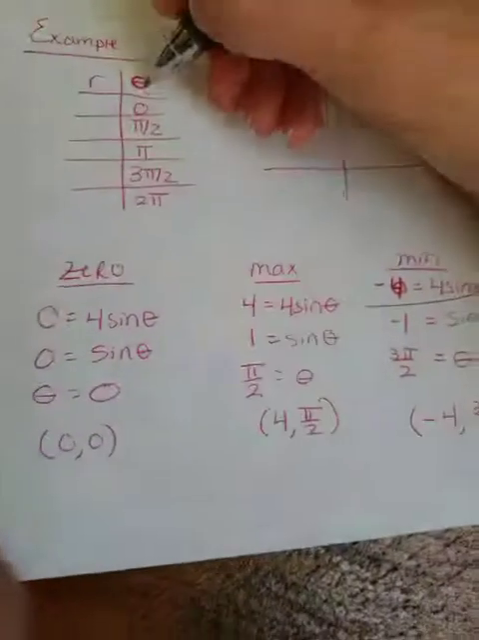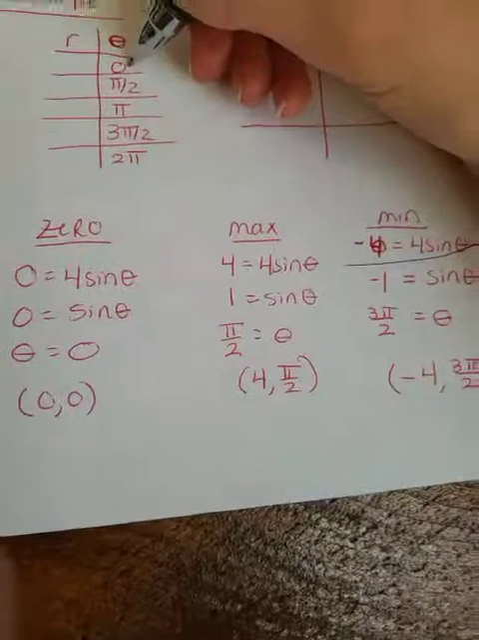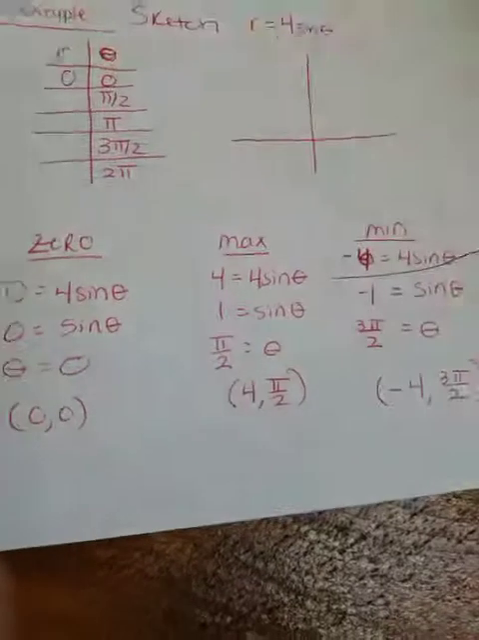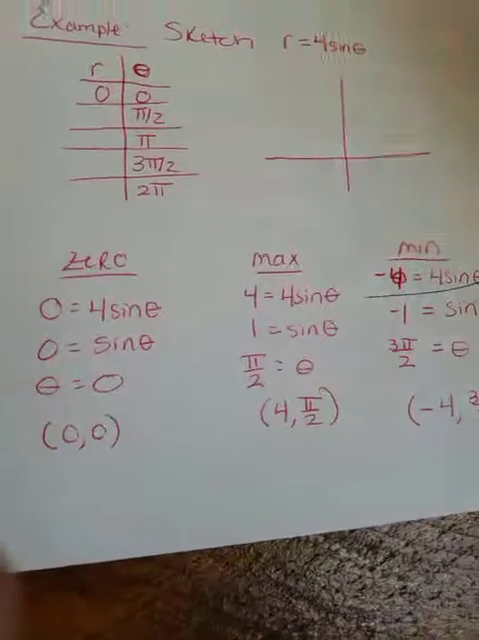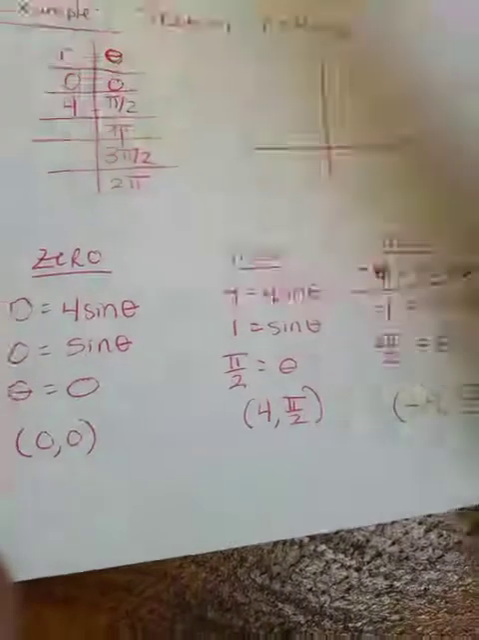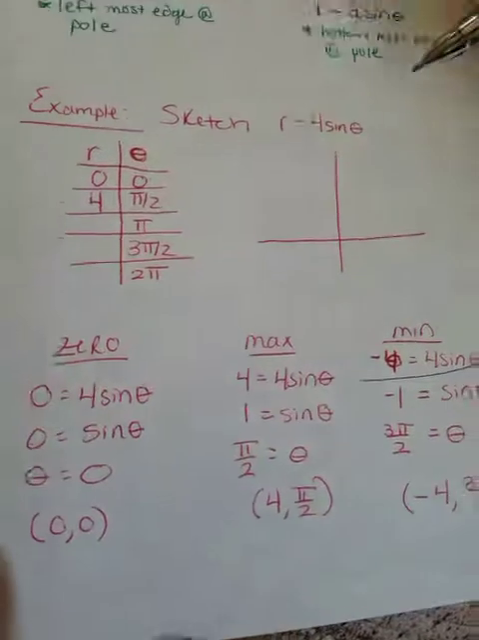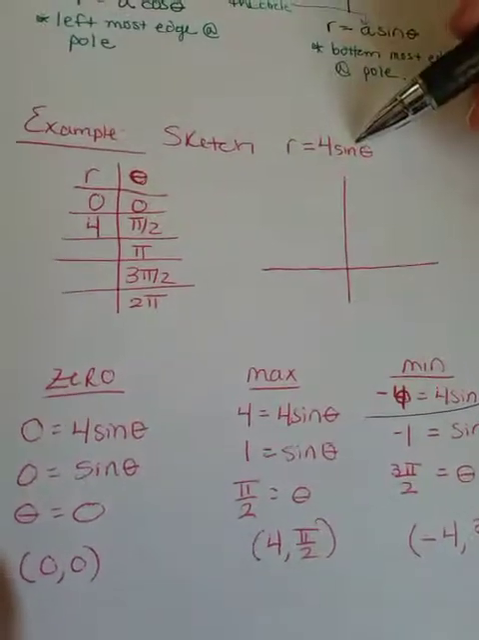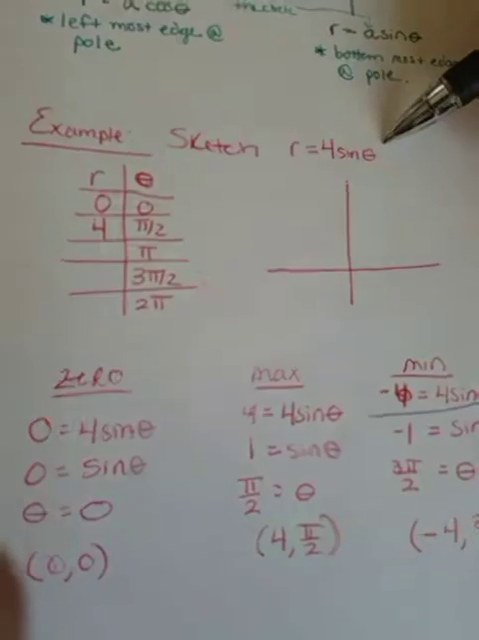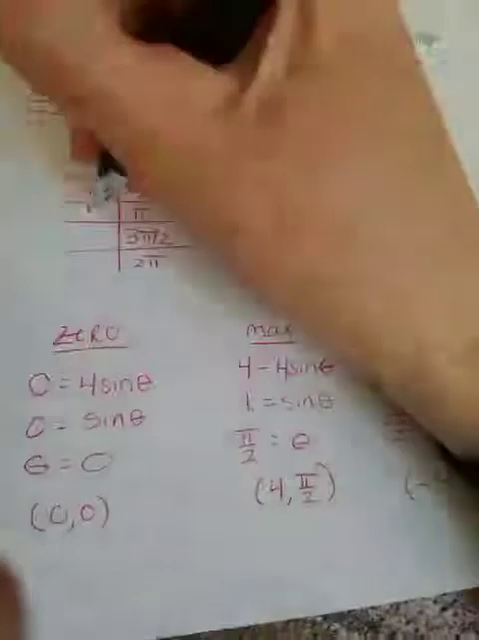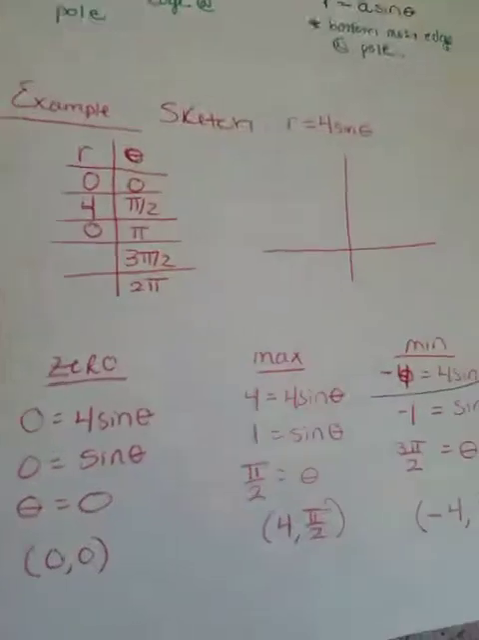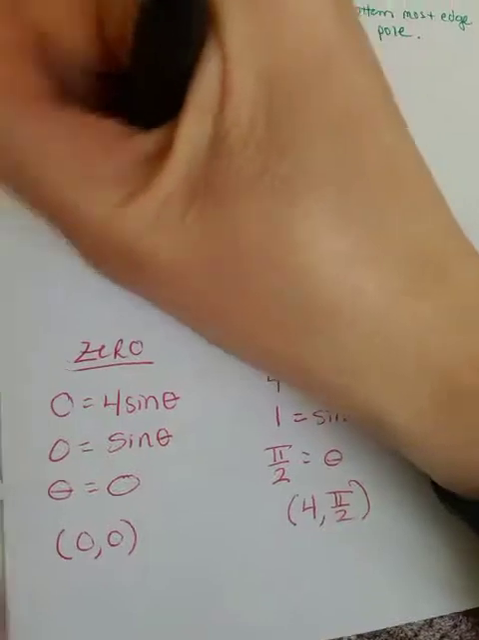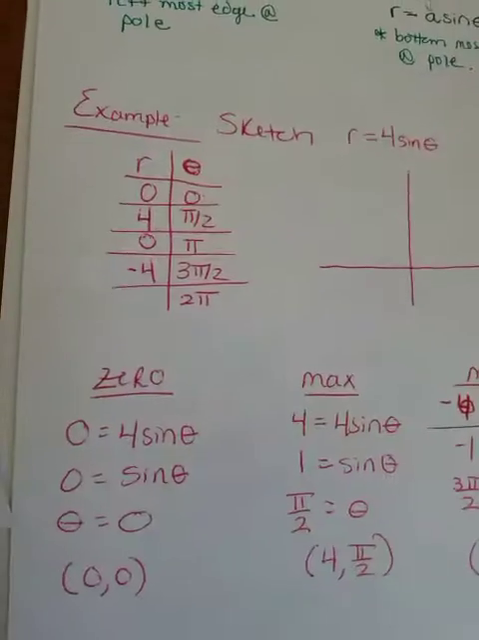So for theta, when theta was 0, we already have that answer. It was 0. For pi over 2, we already have that answer. We did it down there. It was 4. For pi, you can just put that into the equation. Sine of pi is going to be 0, times 4 is 0. 3 pi over 2, we already figured that out, that's -4 for your r. And then 2 pi is going to be back at 0.